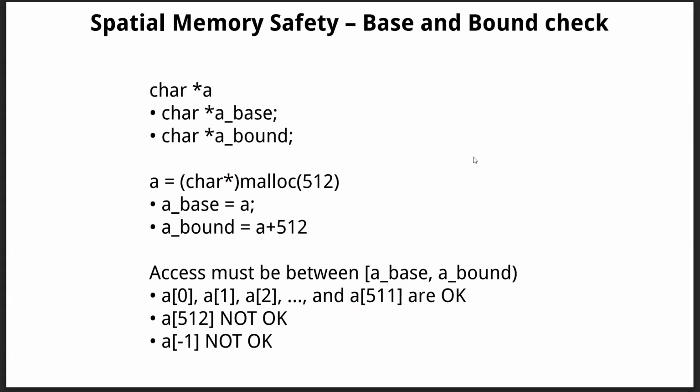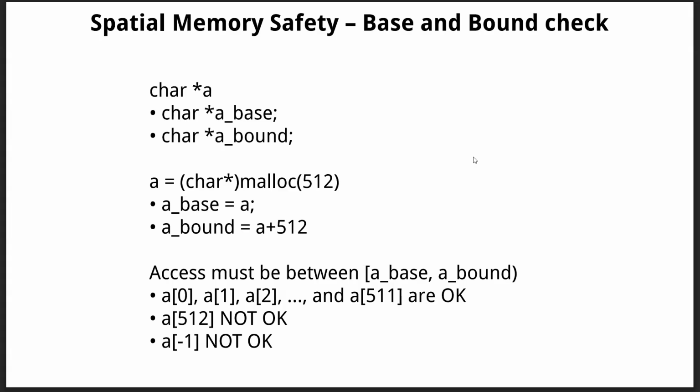So the base and bound check is a very simple idea. Let's say we have a pointer A. Then we create some other pointers for A as well. A is compiled into A base. Then there is also a bound. If we do a malloc of A, say 500 bytes, then the base is obviously A, and the bound is also derived from that. All of this is done at the programming language level. Then all the accesses A[0] to A[511] will be allowed. But if you go beyond that, we just stop it at runtime. Very, very simple idea, right?